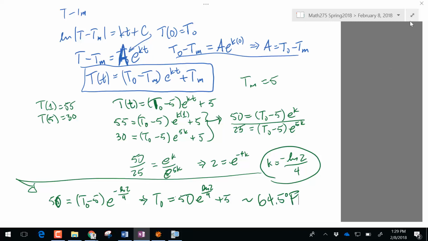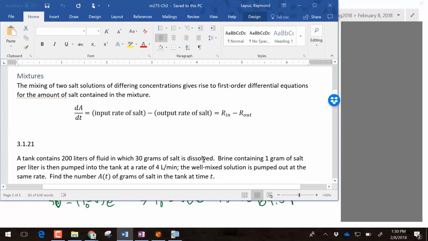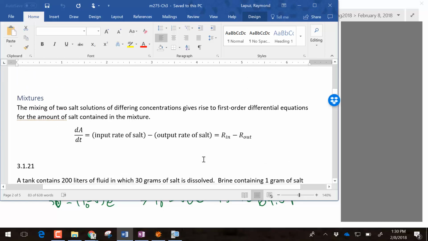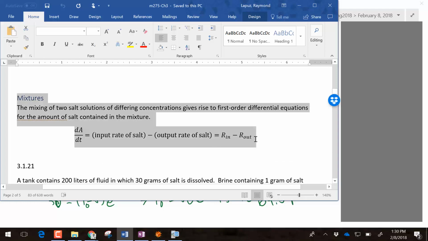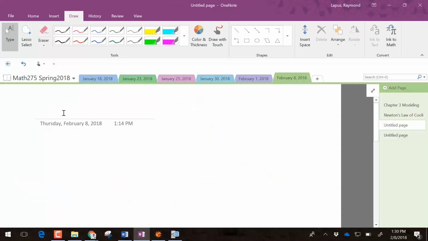All right, let's take a look at another type of problem. We should graph these things. Did we graph the last one? Nah. You want to do a mixture problem? No. Yeah, I guess so. I don't know. Nothing's wrong with mixture problems.